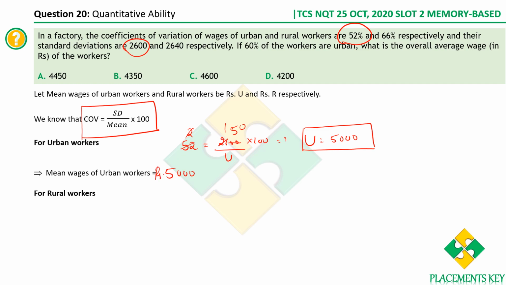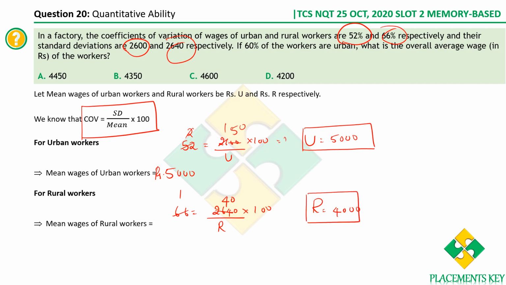For rural workers, the coefficient of variation is 66% and the standard deviation is 2640. So let me substitute it here. We get 66 is equal to the standard deviation 2640 divided by the mean, which we are not sure of. That's what we are supposed to find, into 100. So what happens? 66 1s are 66, 66 4s are 264, 40s. So therefore we get the value of R as 40 into 100, that is 4000. Therefore we also got the mean wage of the rural workers as rupees 4000.